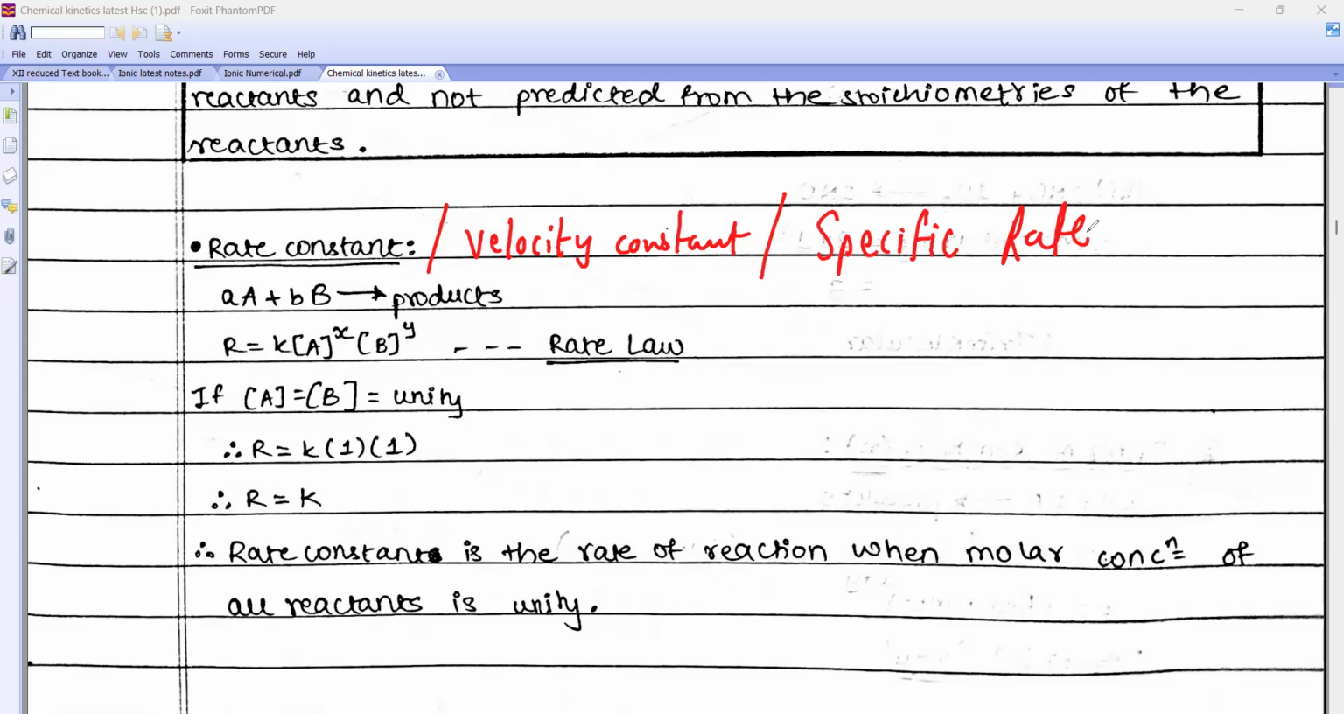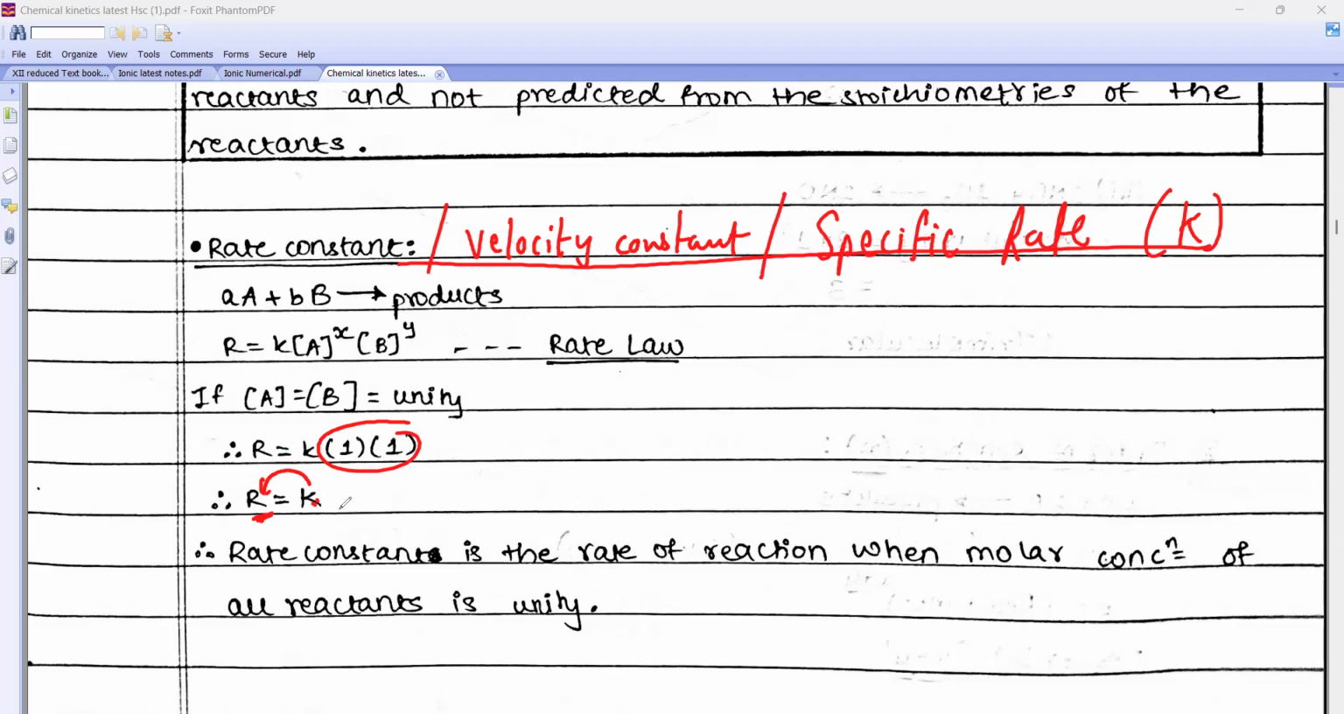Done. Okay. Shobhit beta, we took this 1, 1. So my K is equal to rate or not? Yes. And this K was my rate constant. We haven't written the symbol, so write the symbol K. So my velocity constant or rate constant is nothing but the rate of reaction, R was the rate of reaction. So rate constant is nothing but the rate of reaction when the concentration of all the reactants is taken as unity. We got the definition.